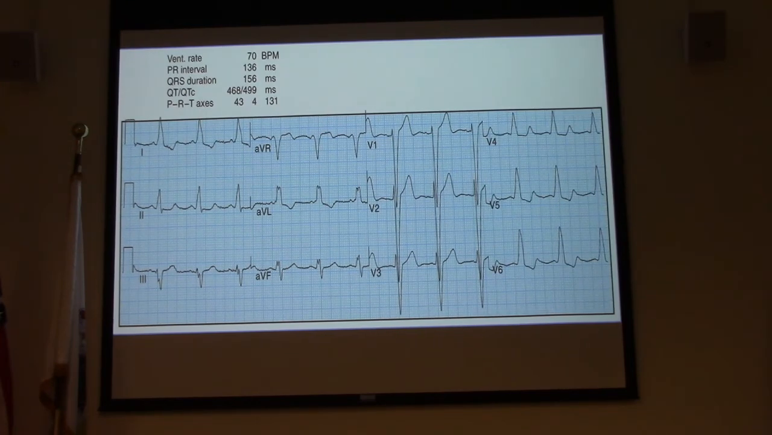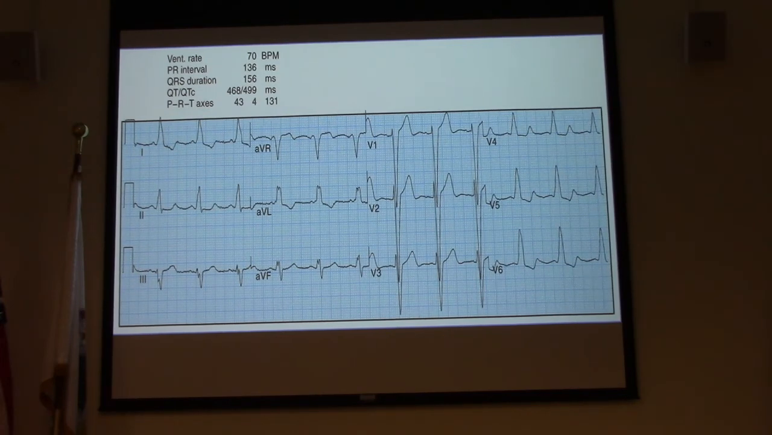Now, this has also got a normal axis. This patient is probably not super hypotensive based on the QRS duration. Probably experiencing chest pain, lightheadedness, dizziness. This one is probably a conduction problem more so than a STEMI.